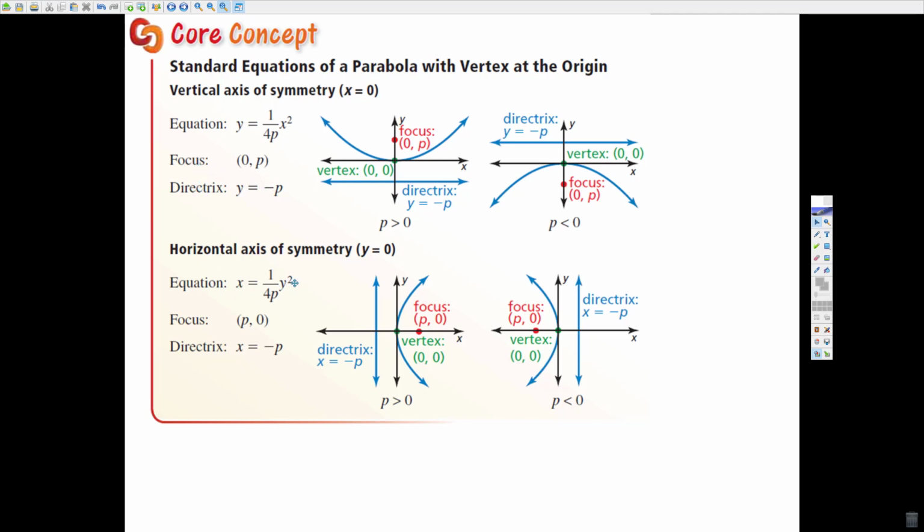Okay? If you have a horizontal opening of your parabola, it would be when the y is squared. Again, you have 1 over 4p, but here the focus is in the x value and is a vertical line that is opposite of your focus. Please pause the video and write the important information down.